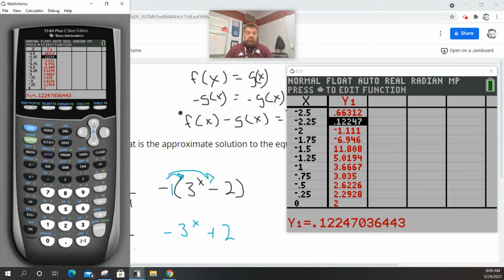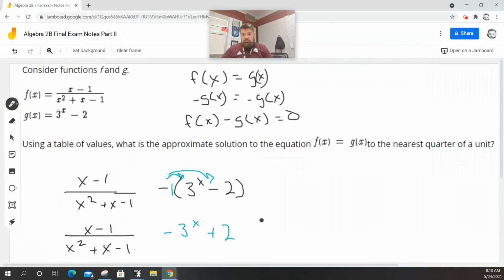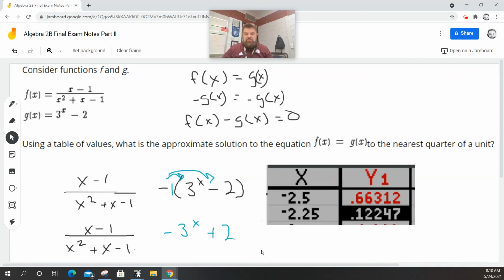Now here I have 0.12. That's really the answer. When does that occur? When x equals negative 2.25. So it might be a little confusing as I say it, I guess. But that's how you tell: look for the y value that's closest to 0. And that's the one.